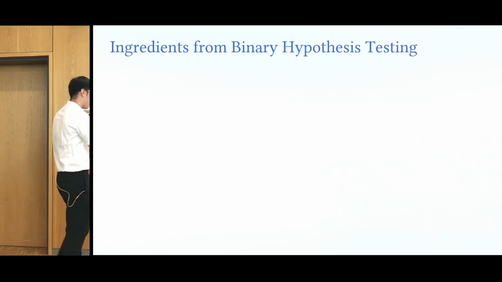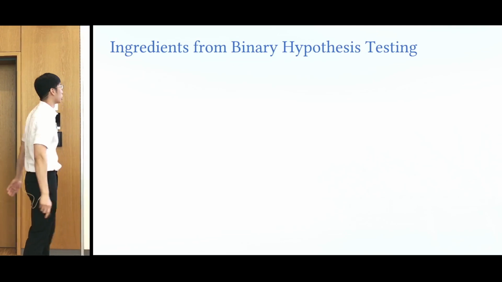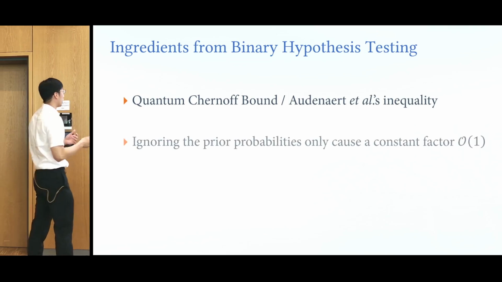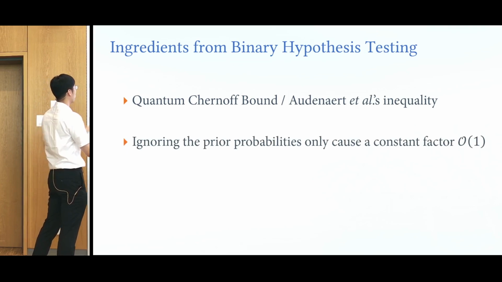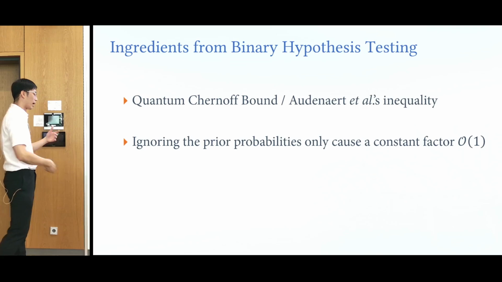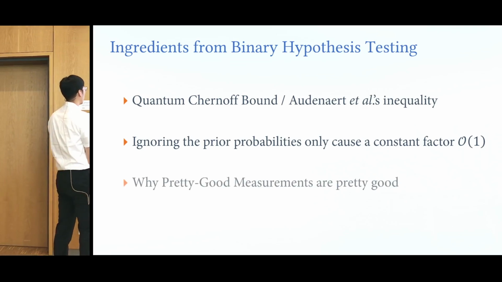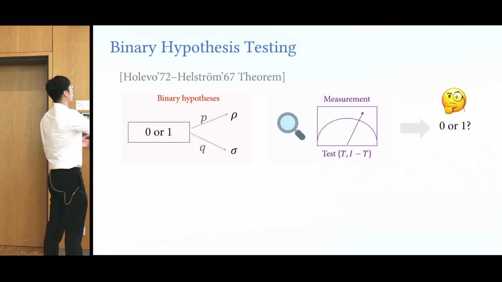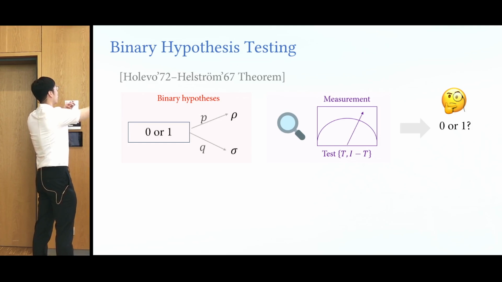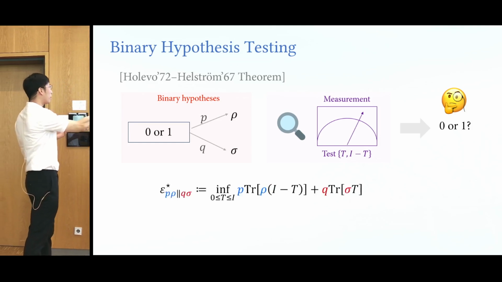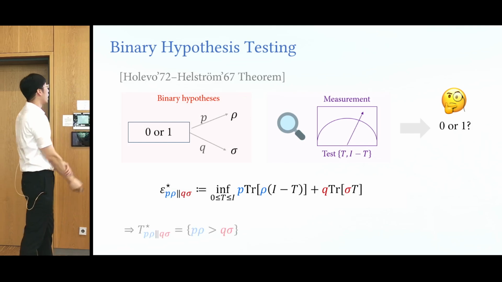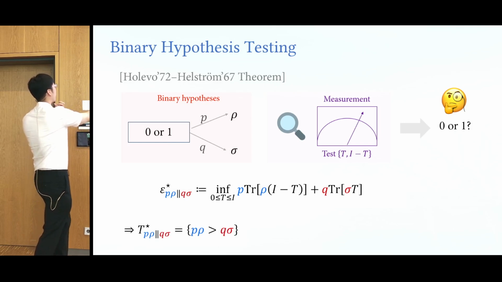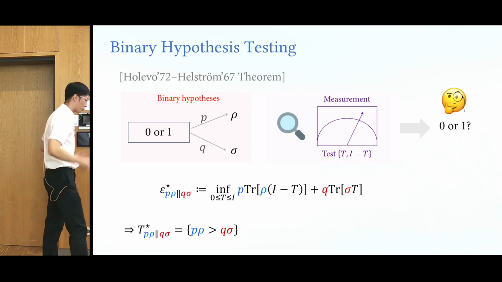Okay, and later we'll go into binary hypothesis testing because that's the core of our solution. I will show how to explain the quantum channel van Dam–Hayden inequality to you, and I want to mention one important thing: by ignoring the prior probability, we only add a constant factor to our error bound. And why the pretty good measurement is pretty good, from another angle. So for binary hypothesis testing with priors p and q, we know the optimal error probability is written in this form, and the famous Holevo–Helstrom theorem shows that the optimal one can be achieved by the projection onto the positive part of the blue operator minus the red operator.